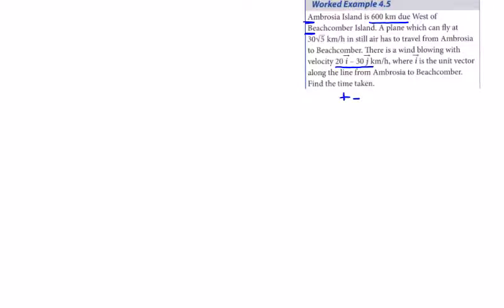So let's do a little diagram here. A is west of B. So here's my A and my B. The wind is positive, negative, so it's going in this direction here. So the plane's going to have to fly in this direction, so it ends up landing at B down here. The speed of the plane is 30√5.